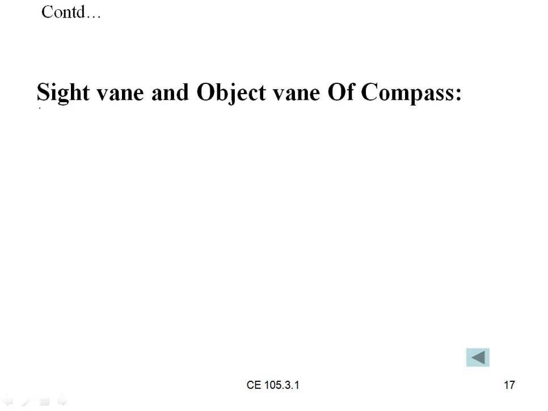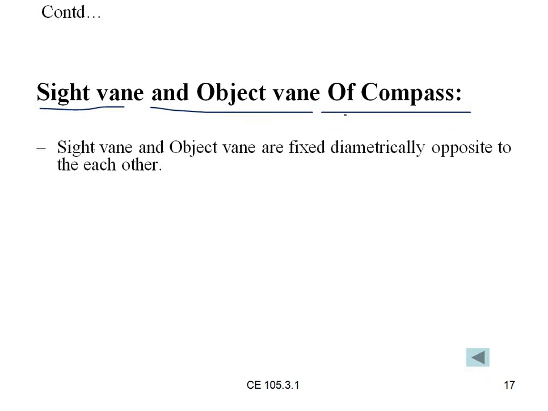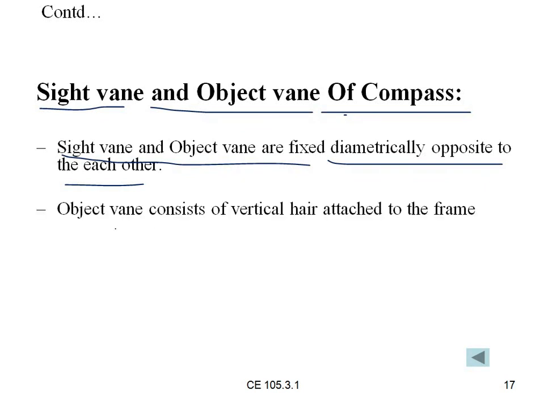So next is the sight vane and the object vane of the compass. So these sight vane and object vane are fixed diametrically opposite to each other. An object vane consists of a vertical hair attached to the frame. So it is a vertical hair.